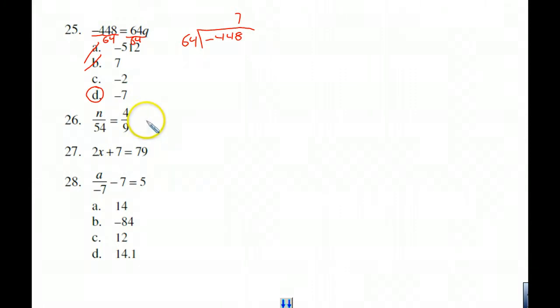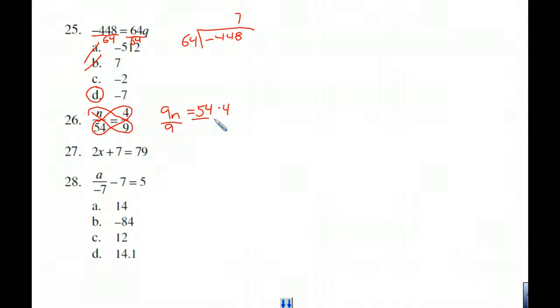26 is very similar to 24. We have a proportion here. Let's solve it. This time let's just do the cross products again. So we got 9 times n, which will equal 54 times 4. Notice how I don't actually find out what 54 times 4 is.